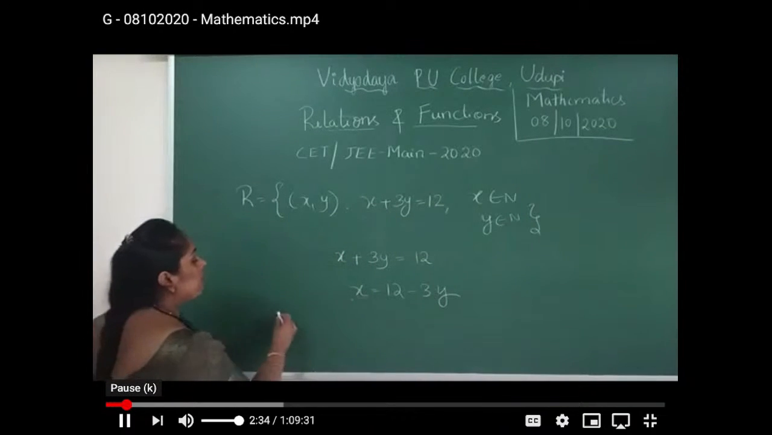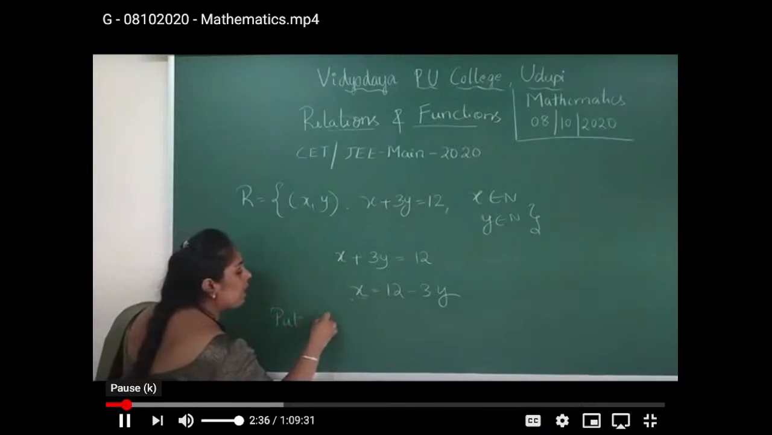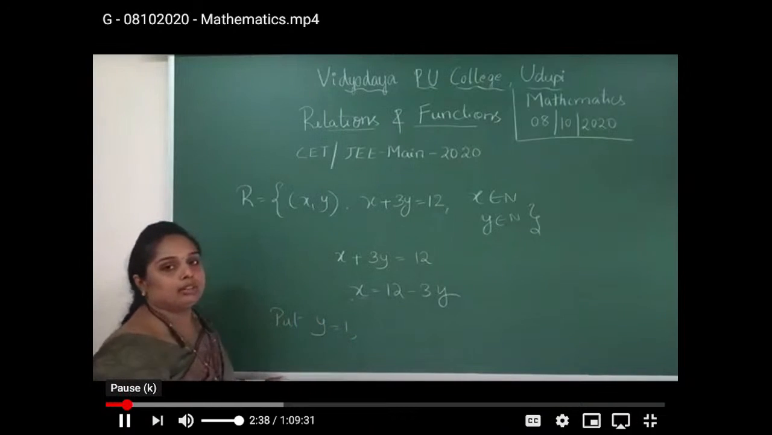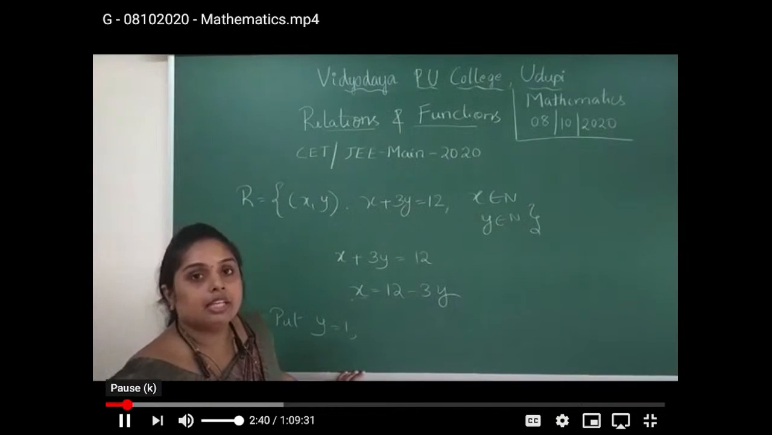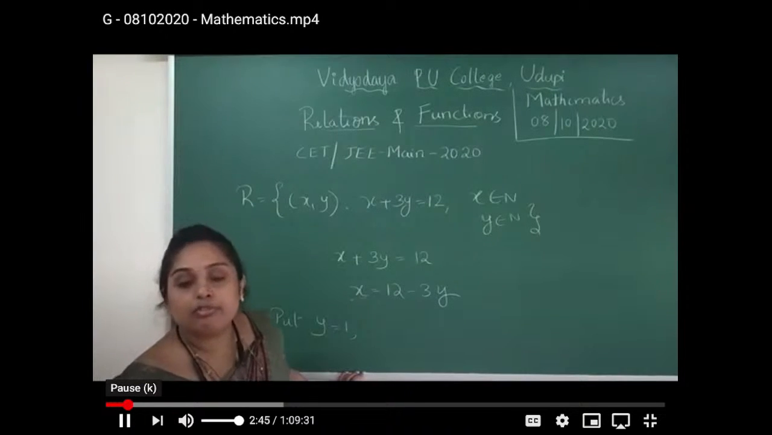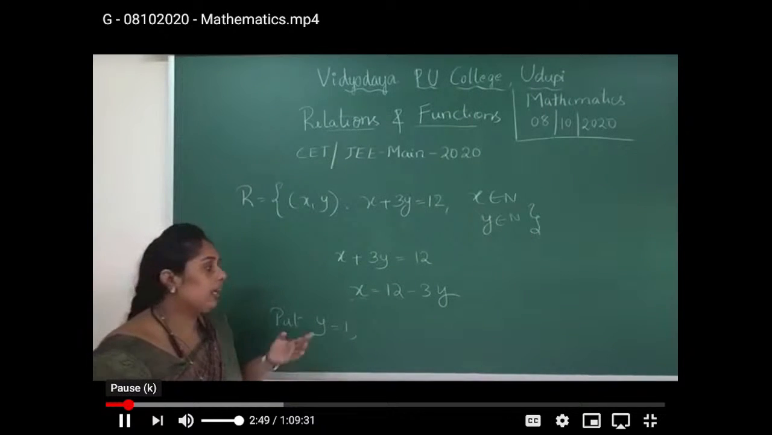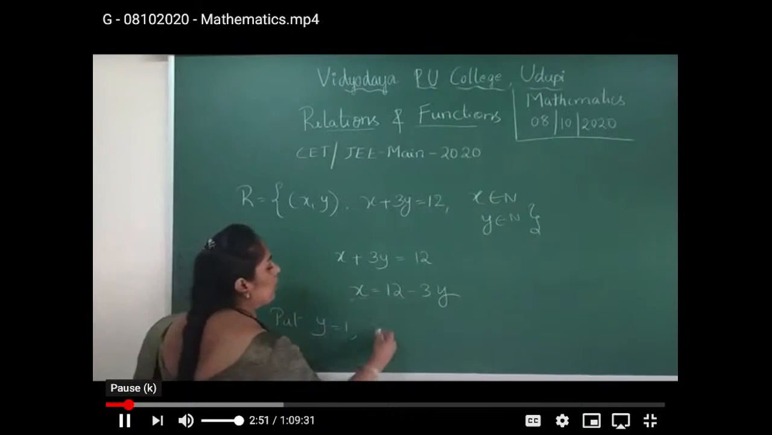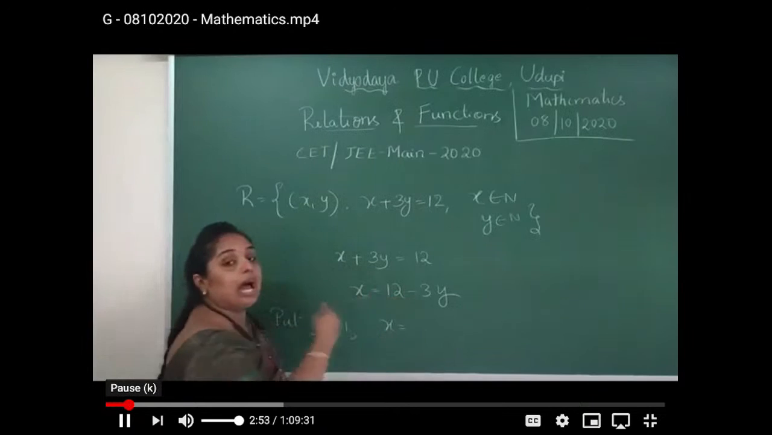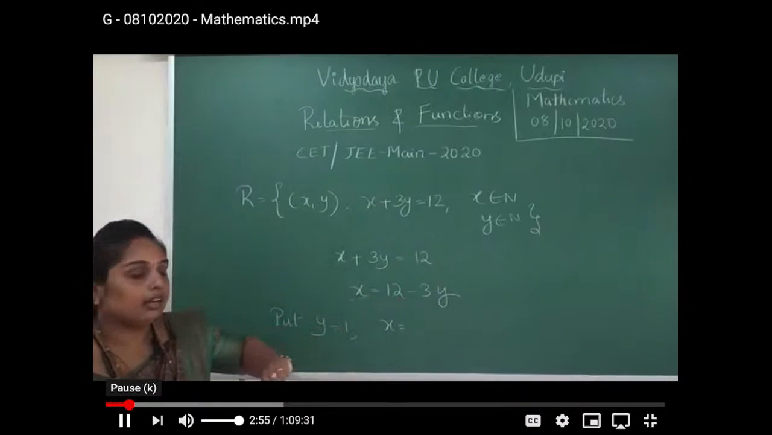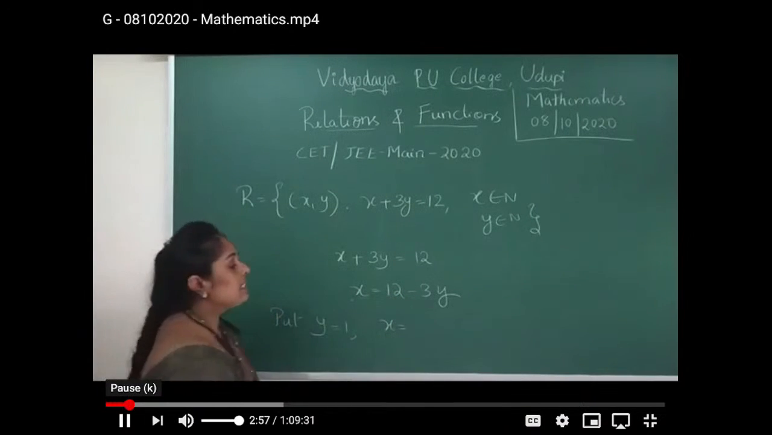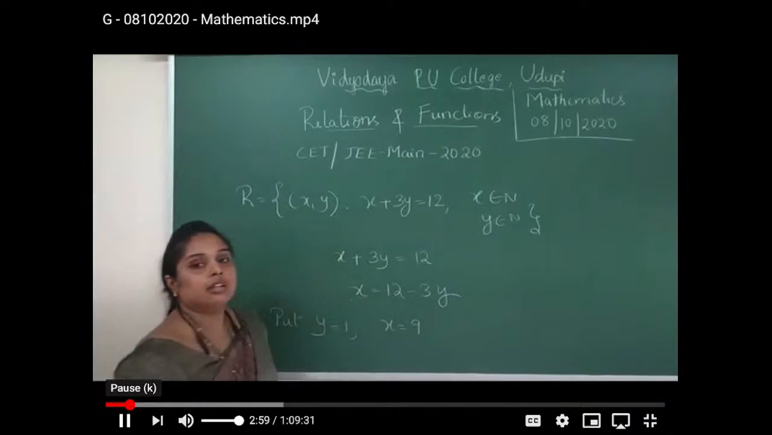The reason is, in the options you can see the ranges, that is, the values of y are 1, 2, 3 in all the 4 options. So I will put y is equal to 1. If I put y is equal to 1, x will be 12 minus 3 into 1, that is 12 minus 3, which is 9.